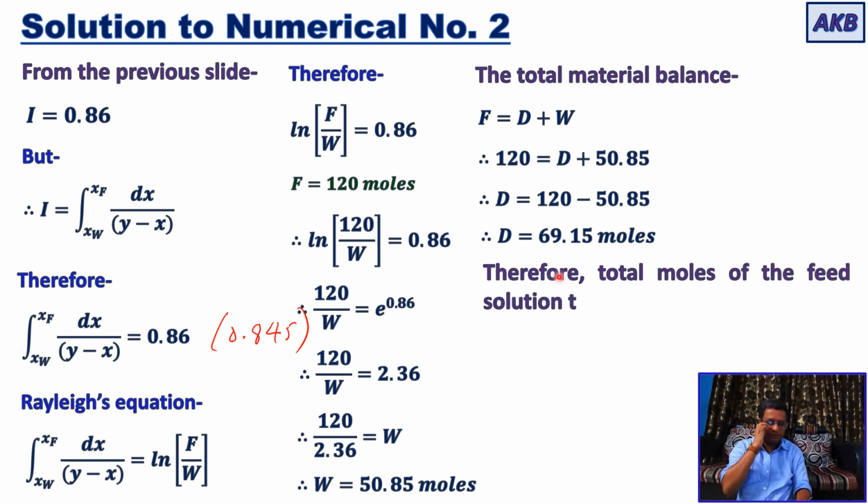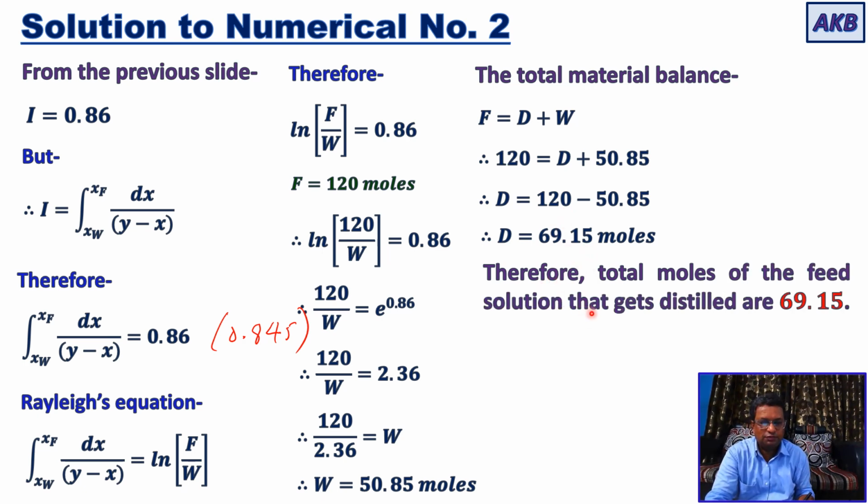And finally, thus we have achieved our objective. We have got the final answer. Therefore, the total moles of the feed solution that gets distilled are 69.15. Okay, so that is the final answer. Please watch my earlier video where I have solved this integral graphically and compare the results for yourselves. You can check how close we are in the two approaches. So with this I end my discussion for today's video. Here I have told you how to solve Rayleigh's equation analytically.